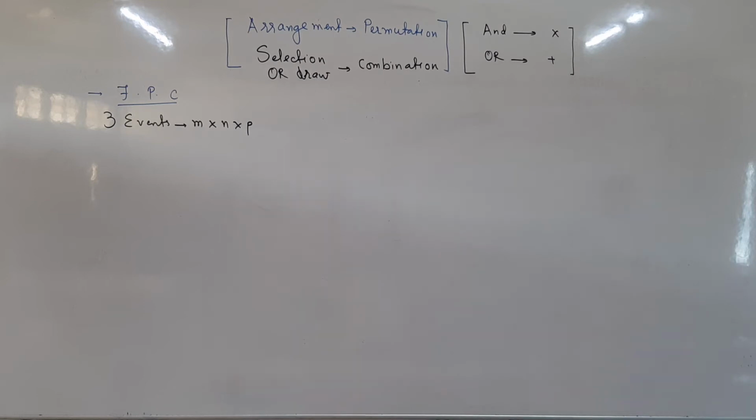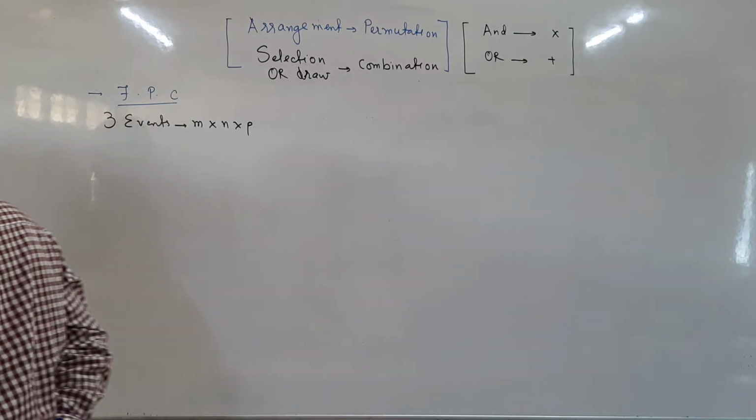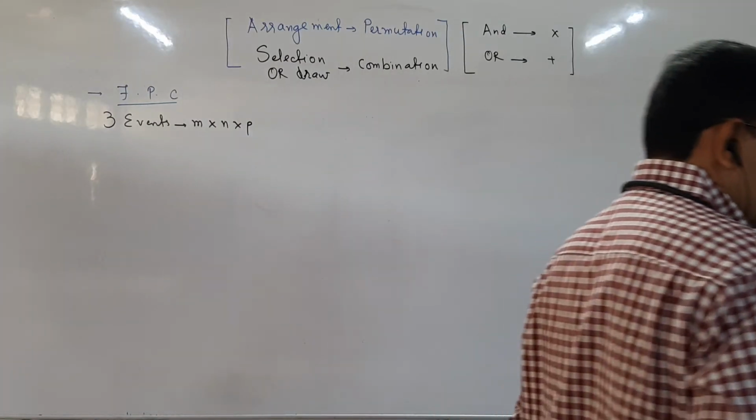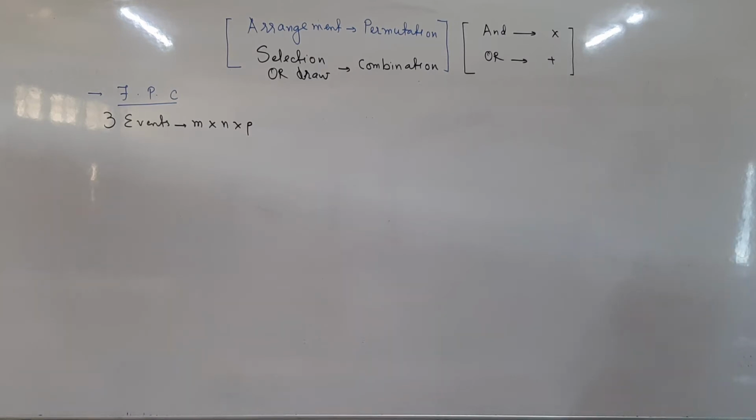I repeat, suppose an event can occur in m ways, after that the second event can occur in n ways, and after that the third event can occur in p ways. Then the total ways in which all the 3 events can occur in order are m into n into p. This is the fundamental principle of counting for 3 events. It can be generalized to any number of events, 12 events, 20 events, 40 events, and even 100 events.